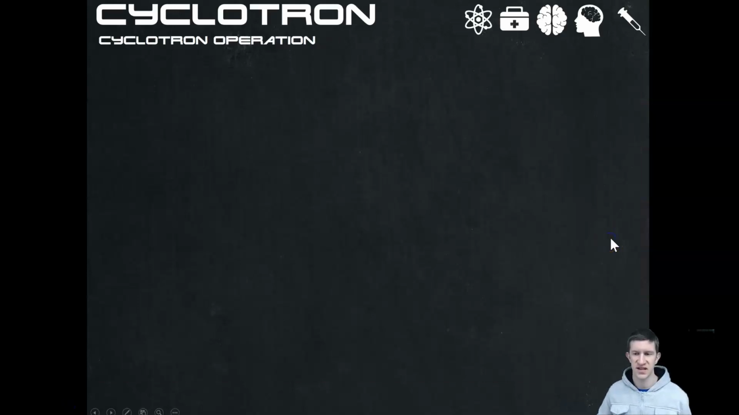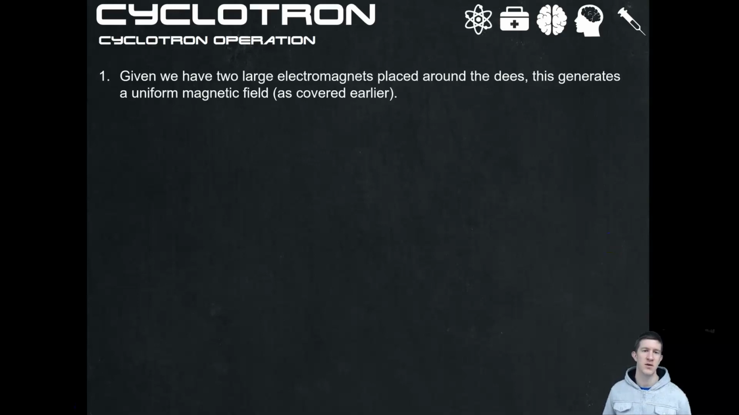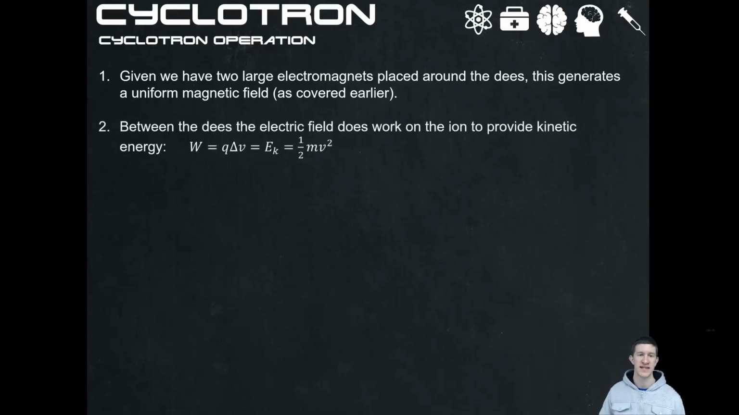In terms of the cyclotron's operation, given that we've got these two large electromagnets placed around the Ds, we're going to have a uniform magnetic field, as we've talked about previously. Between the Ds, the electric field is doing work on the ion to provide kinetic energy. It's accelerating it. Using those formulas, we know that work is QΔV and kinetic energy is ½mv², so we can equate the two together. The work done is converted into that kinetic energy.